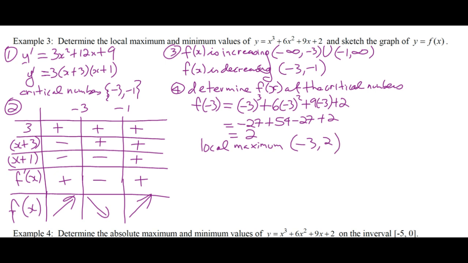How do we know it's a max? Look where it's pointing, right? We've gone up to get to -3. When we reached it, we are at -3, 2, and now we are heading down. So that's a local maximum. We know, based on this, that we have a local minimum at -1, right? So now we got to get f of -1, which is -1 quantity cubed plus 6 times -1 squared plus 9 times -1 plus 2.